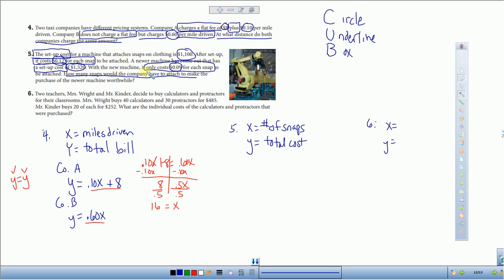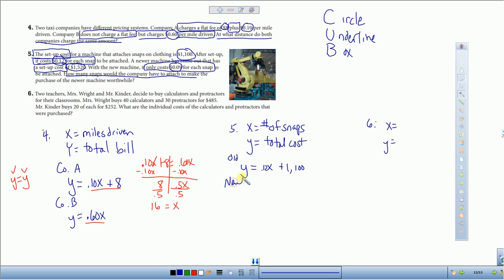And let's see if we can figure it out. So the old machine costs $1,100. The old machine has a total cost: it has $1,100 no matter how many snaps I make, plus 12 cents for each snap, 0.12 times the number of snaps I use.